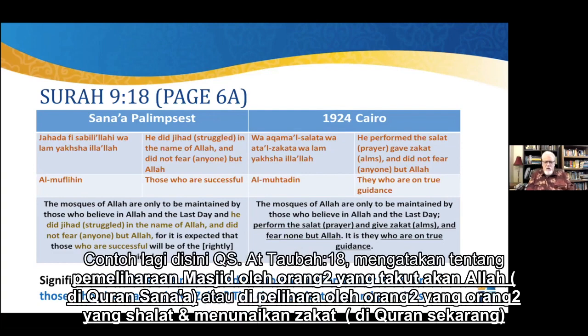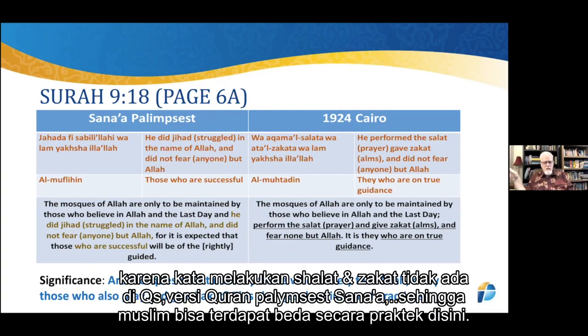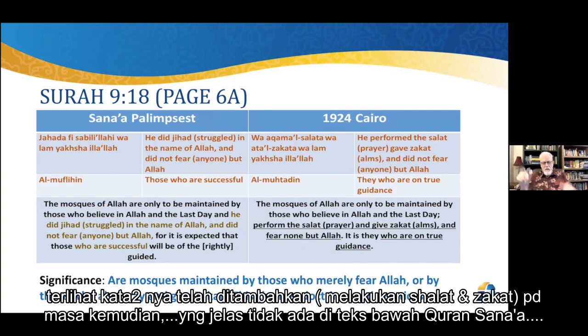Here you're talking about mosques that are maintained by those. And are they maintained by those who just fear Allah, or are they maintained by those who also pray and give zakat? That's been added to the Kyrene text. Praying and giving zakat is not there in the Sana'a Palimpsest. So you have another practice here that has been added at a later date, possibly at a later time. Certainly it's there in the current Quran. It's not there in the lower layer of the Sana'a manuscript.